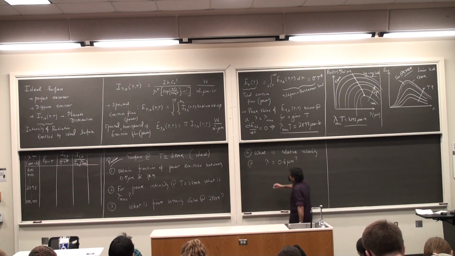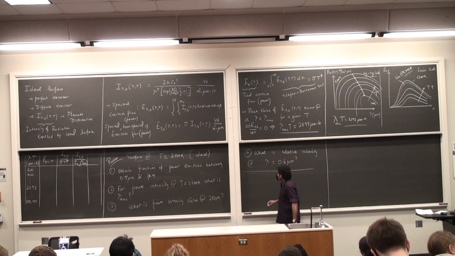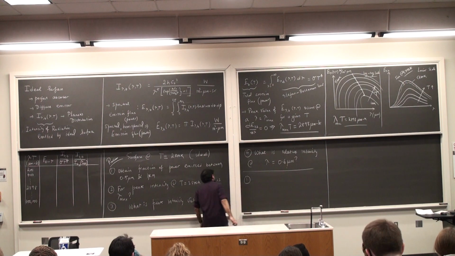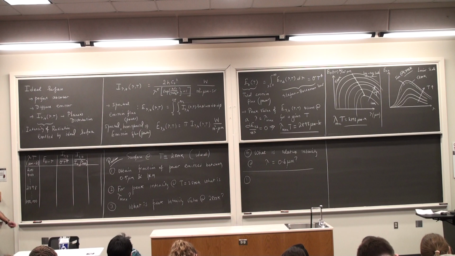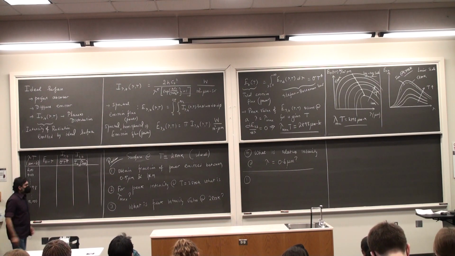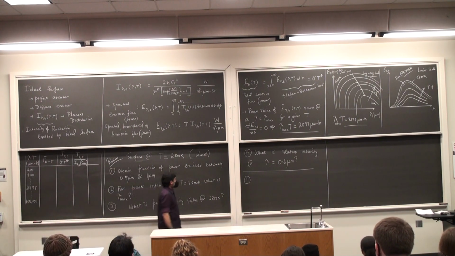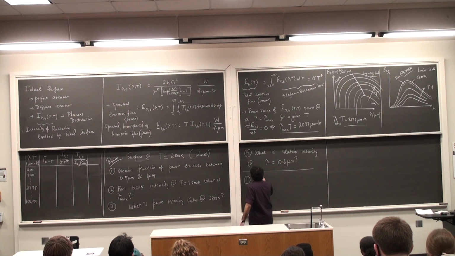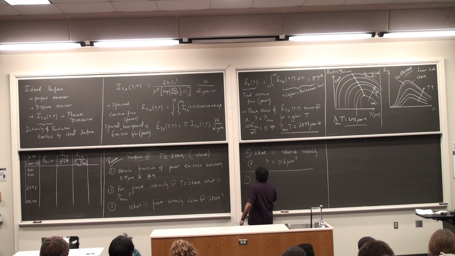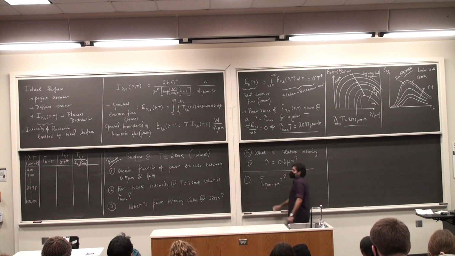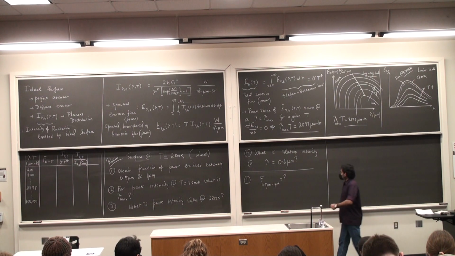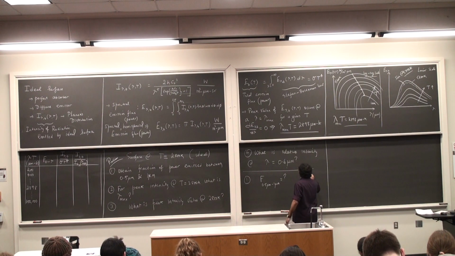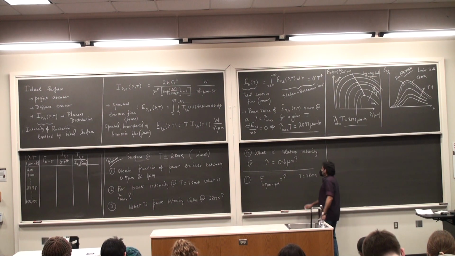So let's do it step by step. First part of the problem: fraction of the power emitted between 0.5 micrometers and 1 micrometer. So essentially I'm asked to find out what is f from 0.5 to 1 micrometer. This is at a particular temperature, 2800 Kelvin.